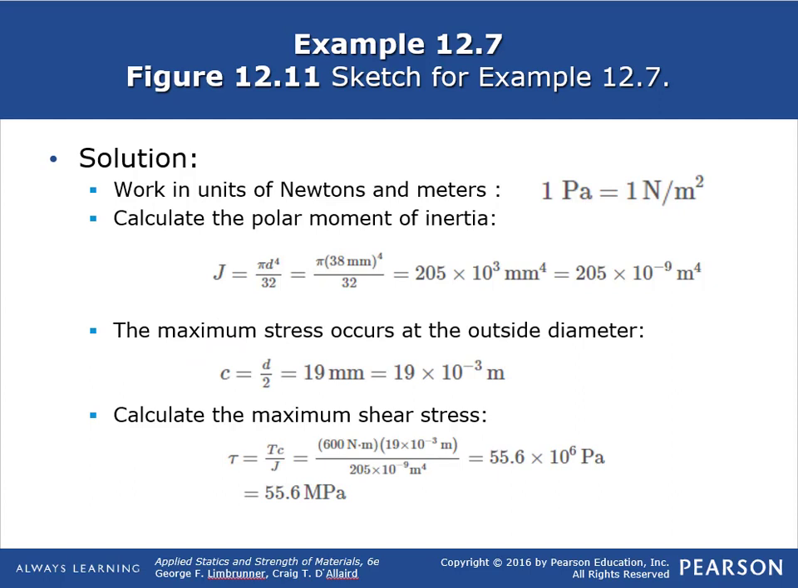Again, with SI, we're going to work in newtons and meters. The first thing we're going to do is calculate our polar moment of inertia, which we calculated in millimeters and converted to meters. Next, we're going to calculate the maximum stress. The C dimension, where the maximum stress occurs, is half of the diameter. Then we calculate the maximum shear stress, tau equals TC over J, and I get 55.6 times 10 to the 6 pascals, which is 55.6 megapascals.